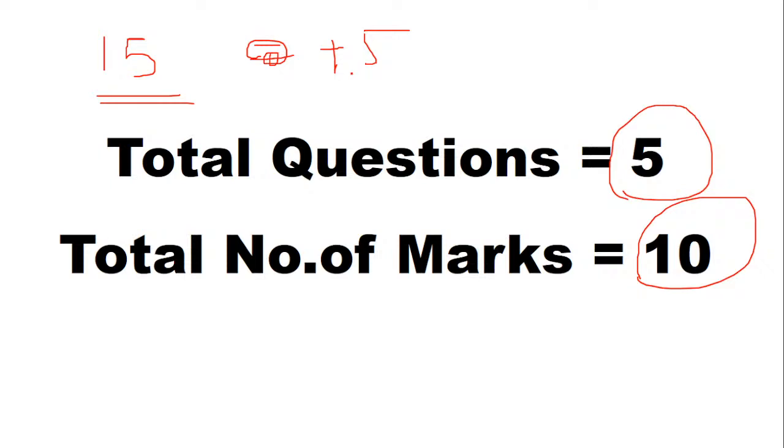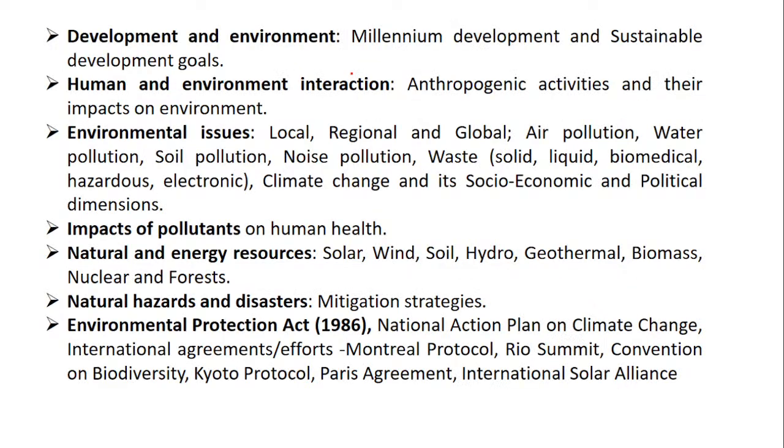So let's start the session for the day. Let's quickly have a look at the syllabus. We have development and environment, where we are talking about MDGs and SDGs, that is Millennium Development Goals and Sustainable Development Goals. We are talking about human and environment interaction with the help of anthropogenic activities, which we saw in the question yesterday. Environmental issues, we are going to take questions on today. Yes, Shabna, just a minute, I'll come to that also. Impact of pollutants we have seen. Today also 1 or 2 questions I have added.